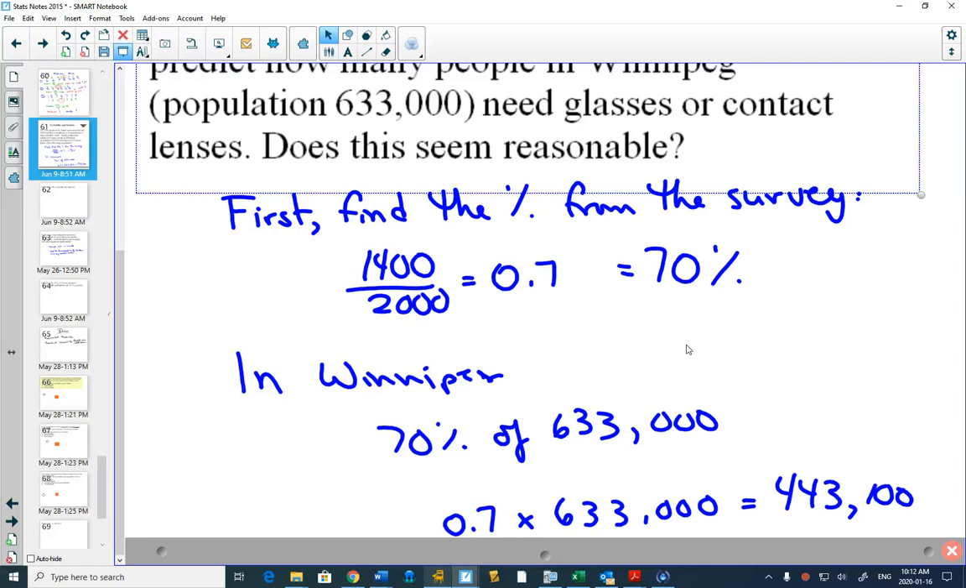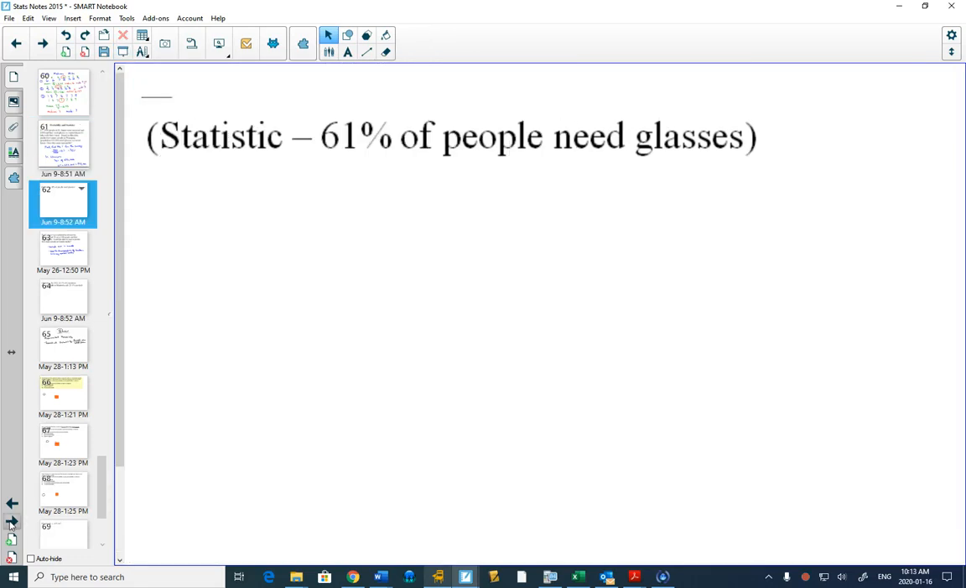So, and it's kind of hard. You probably don't think it's as high a percentage as this, because there are people that wear contact lenses, and you might assume, oh, they don't wear glasses, because you can't notice it, right? The actual statistic from Statistics Canada is that 61% of people need glasses. So that's just interesting.